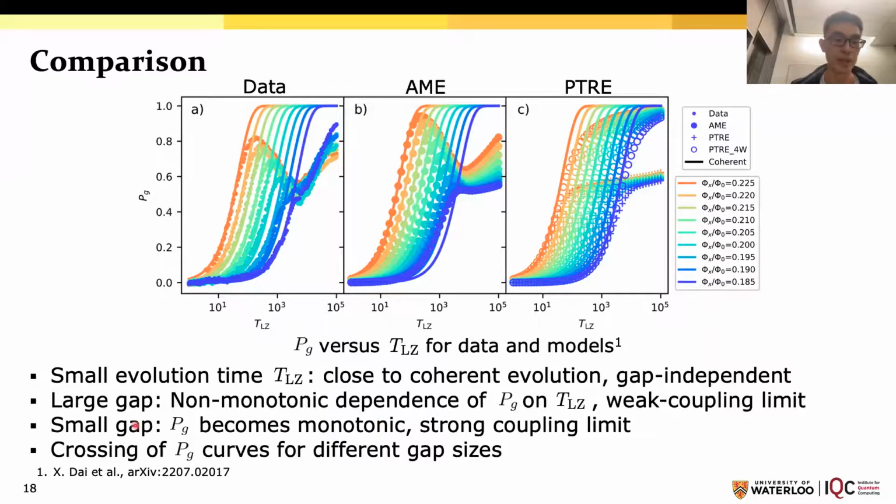And finally, we mentioned that in our experimental data, we have a crossing of the final ground state probabilities for different gap sizes. In particular, at long evolution times, the final ground state probability is higher when the gap is smaller.